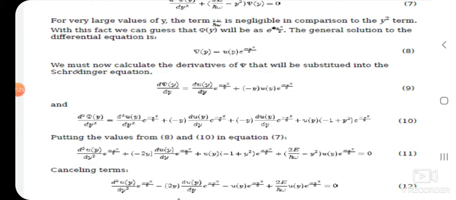Now putting the values from 8 and 10 in equation 7, it becomes dou square u of y by dou y square e to the power of minus y square by 2, plus in bracket minus 2y dou u of y by dou y e to the power of minus y square by 2, plus u of y in bracket minus 1 plus y square into e to the power of minus y square by 2, plus in bracket 2E by h cross omega minus y square u of y e to the power of minus y square by 2 is equal to 0.